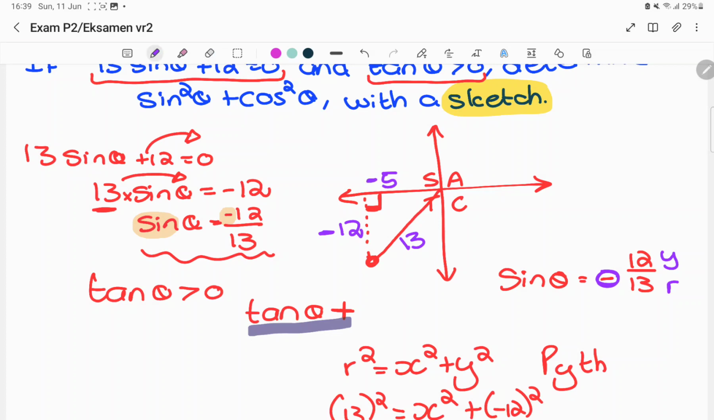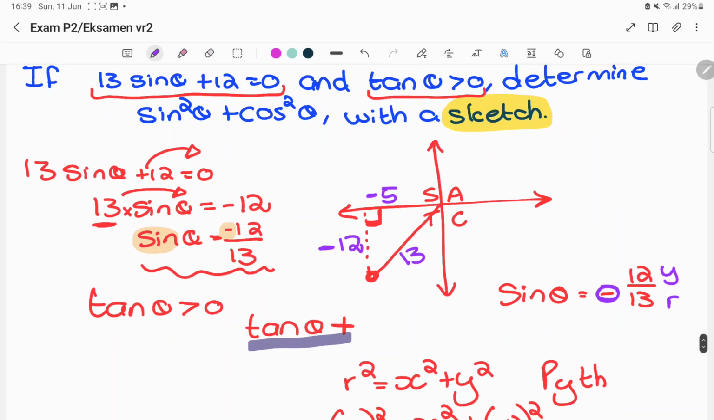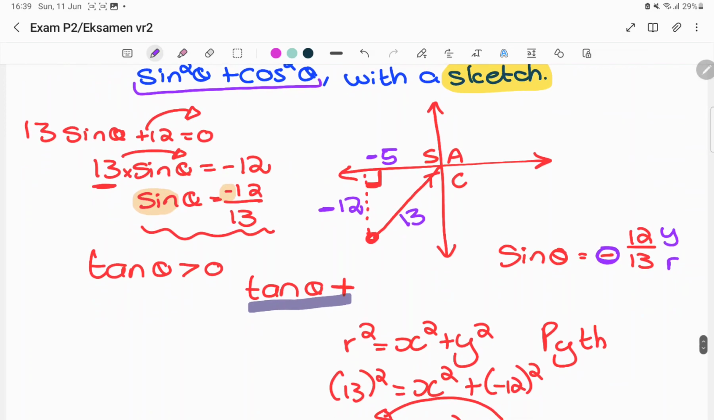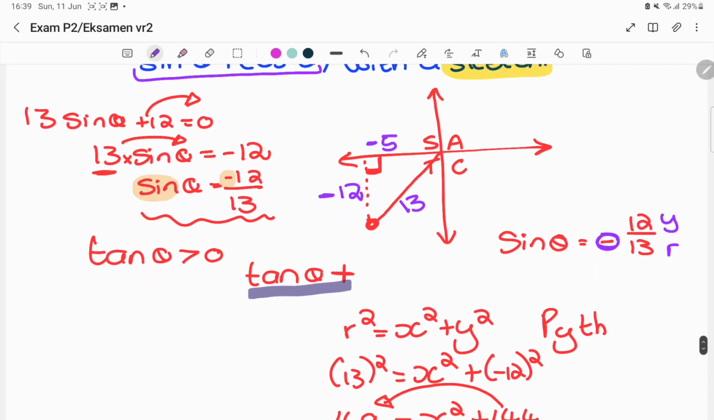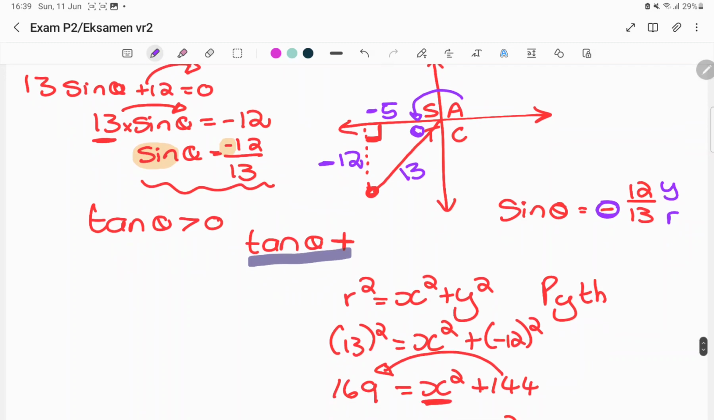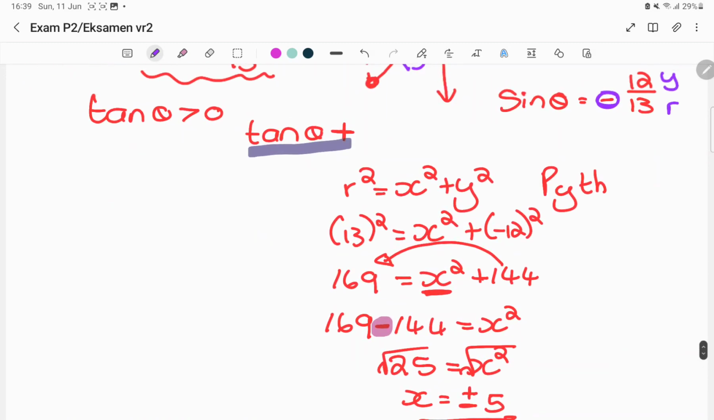Now having this, I can go and finally answer my question. They asked to determine sine squared theta plus cos squared theta. This angle here is my theta. So let's just rewrite it here: sine squared theta plus cos squared theta. I'm not asking you to solve for theta, so you're not taking anything out or factoring, none of that.